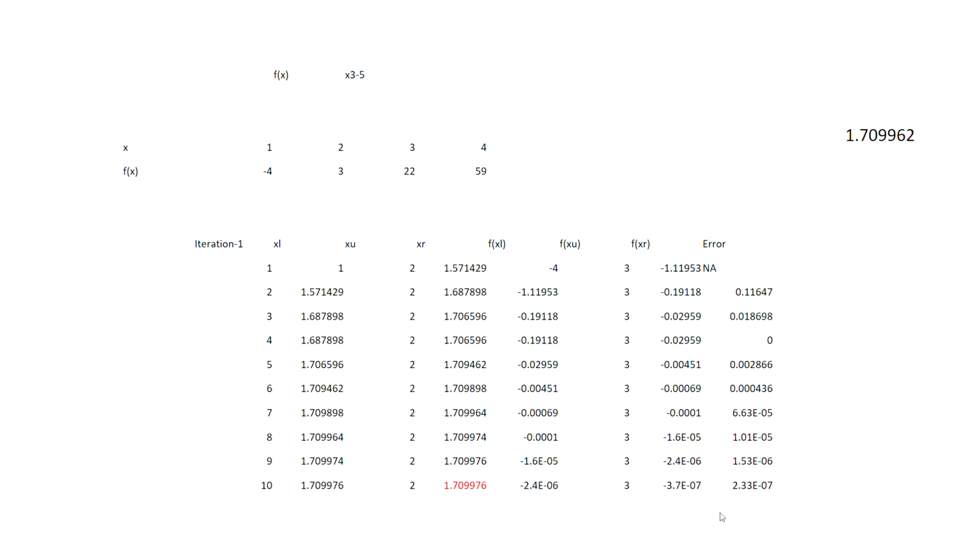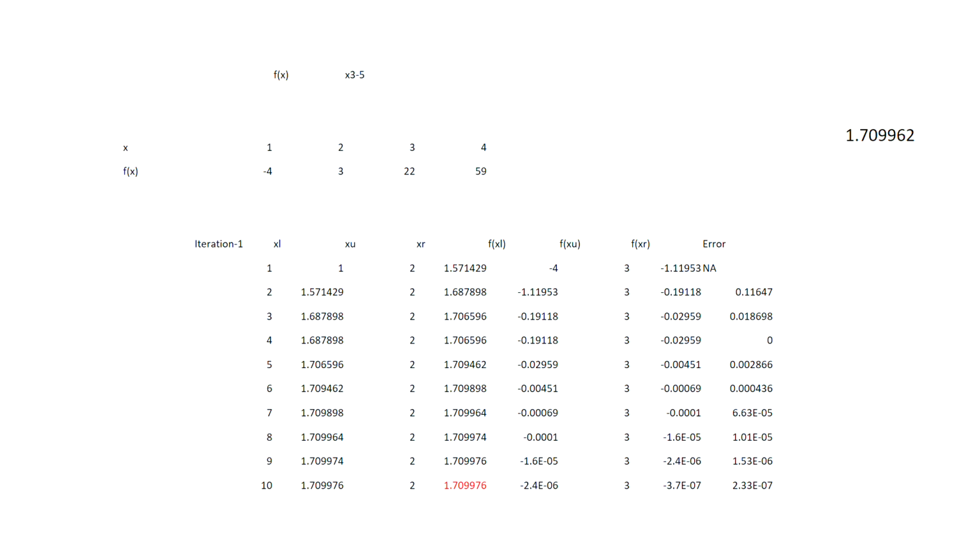And if we look at the error, then the error between the updated value of XR and the old value of XR is coming out as 2.30 e to the power minus 7, and this is very small. Now if we compare the result with the bisection method, then after 10 iterations the value of XR was 1.709962, but here after 10 iterations we are closer to the final solution, and that is 1.709976. So this is the example problem solved by the regula falsi approach.